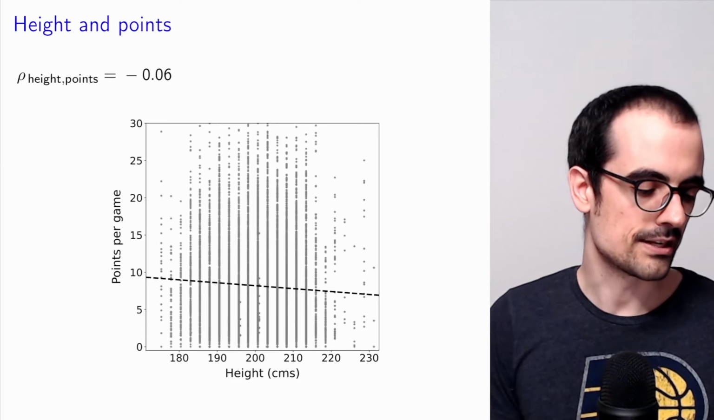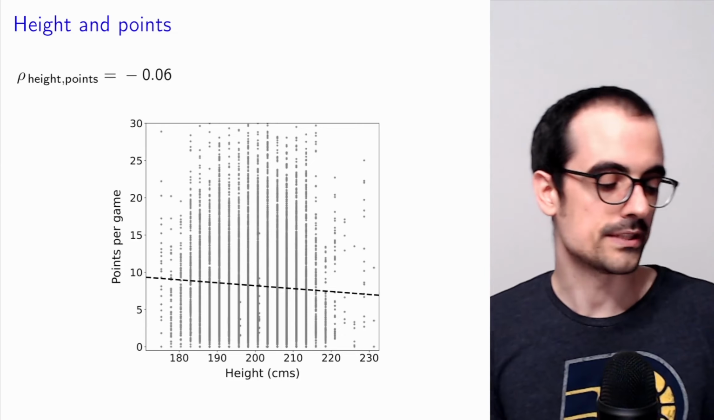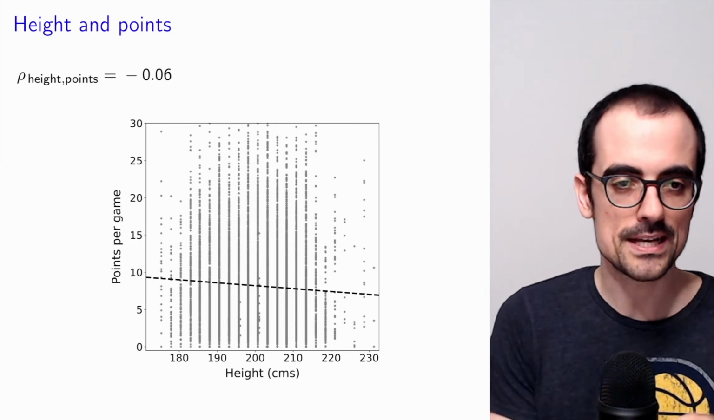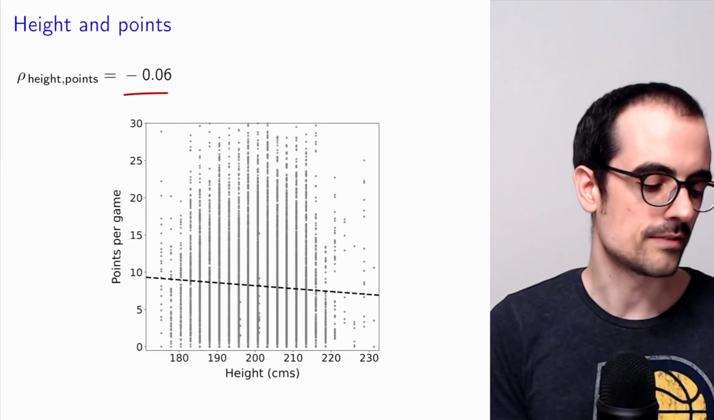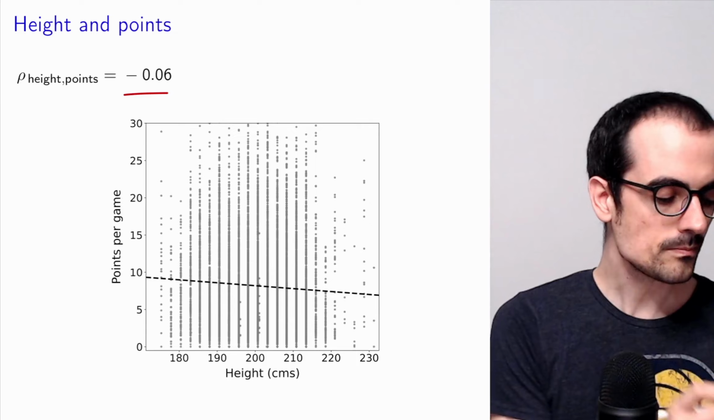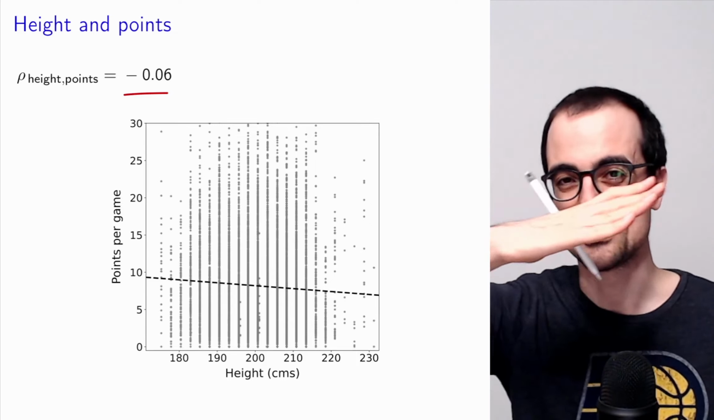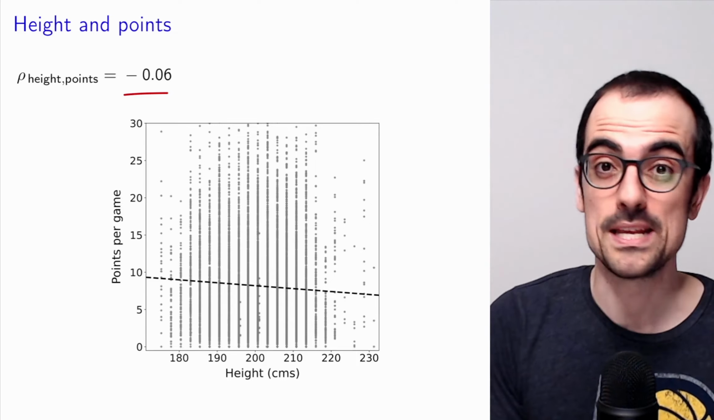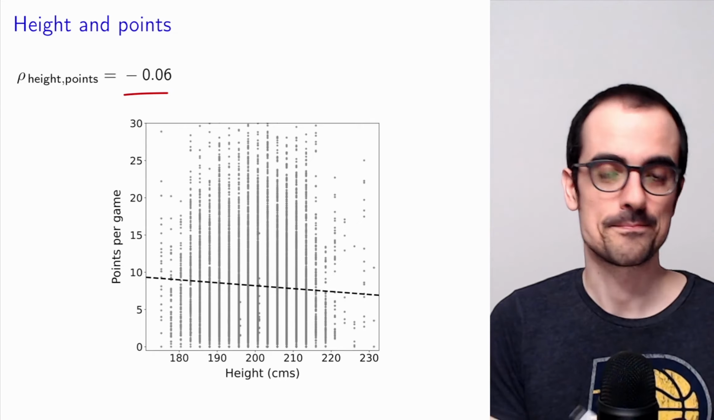And this is the best linear estimate, or affine estimate, of the points given the height of a player. Because points are not very correlated with the height, the estimate is kind of constant, close to just the mean points scored by every player.